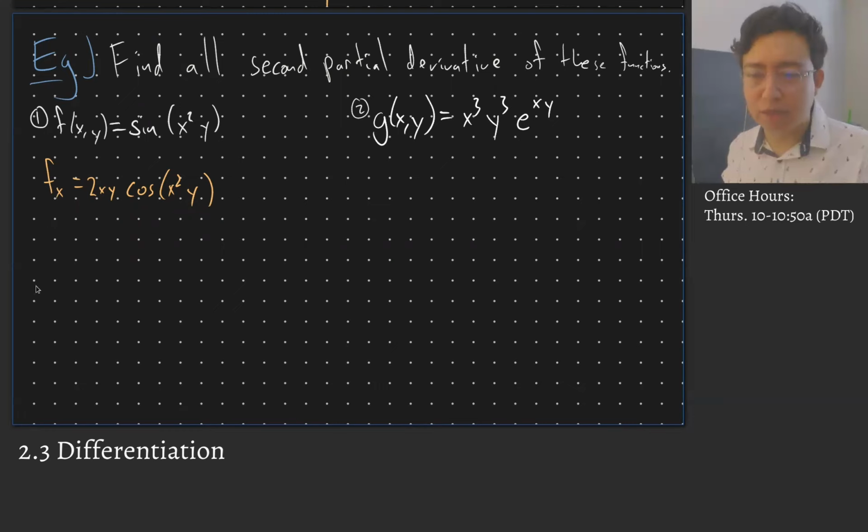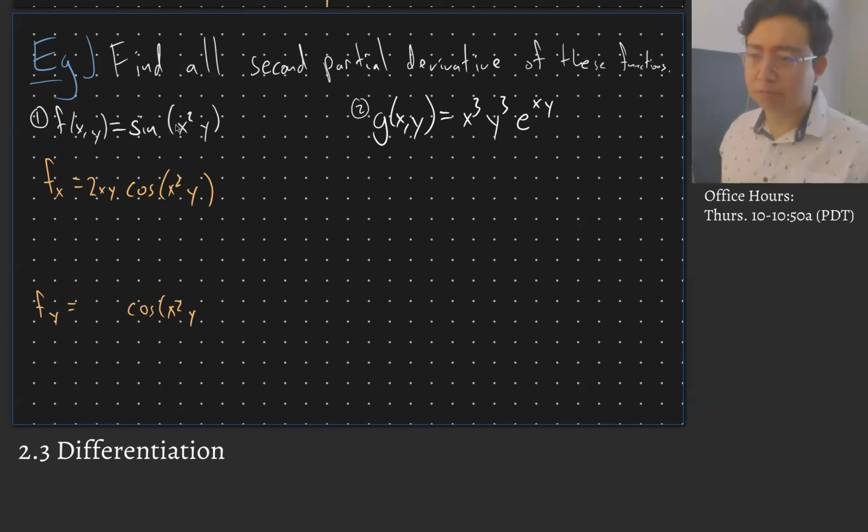And then we can do the derivative of this with respect to y. Actually, I think I'll jump to that. f with respect to y is, well, if we take the derivative of this with respect to y, it's very similar. We get cosine of x squared y because we need to take the derivative with respect to the outside first, and then the derivative with respect to the inside is just this x squared.